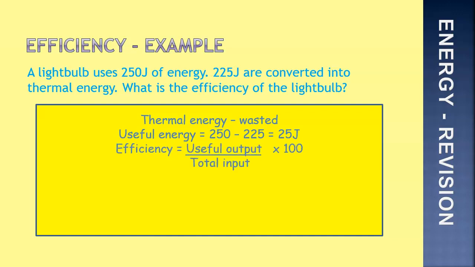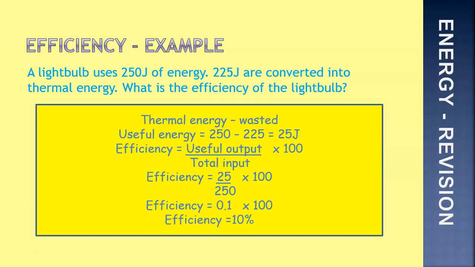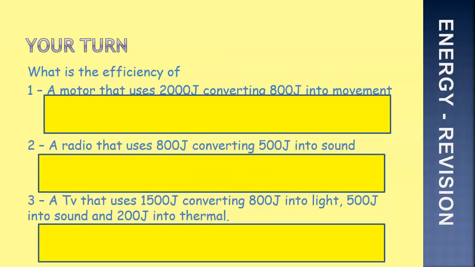Efficiency is useful over total times 100. So our useful is 25, our total is 250, which gives 0.1, times 100, giving us a percentage of 10%. Again, 3 for you to attempt there. Please pause the video while you attempt them.